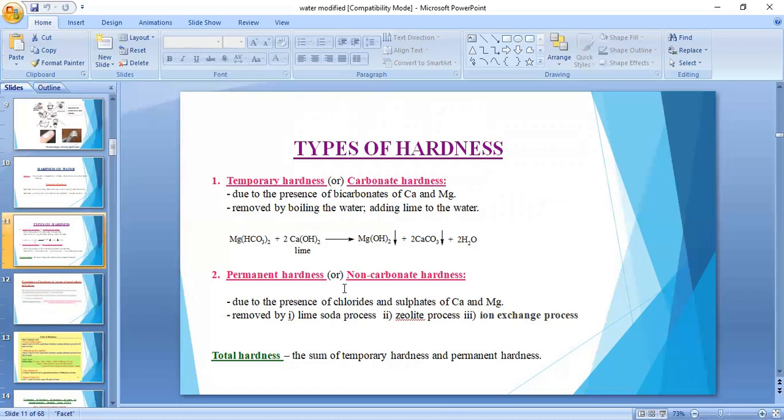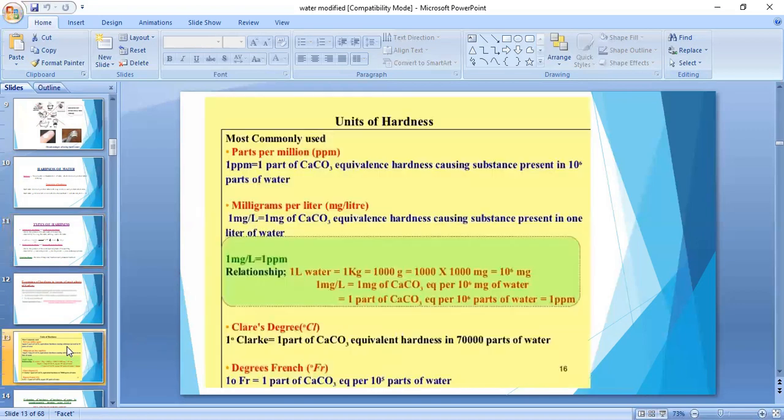And because of the absence of carbonates here, it is also called non-carbonate hardness. So it is also called permanent hardness, or non-carbonate hardness. And how can we calculate the total hardness in any water sample? When we combine both temporary and permanent hardness, the sum of temporary and permanent hardness gives the total hardness of water. So this is about the types of hardness.